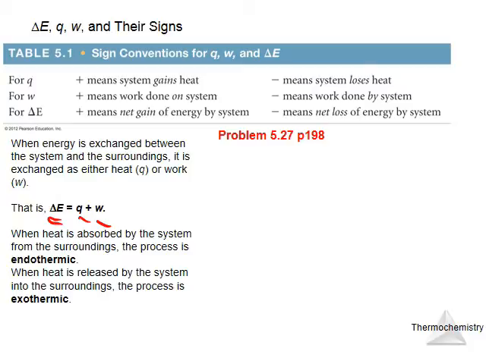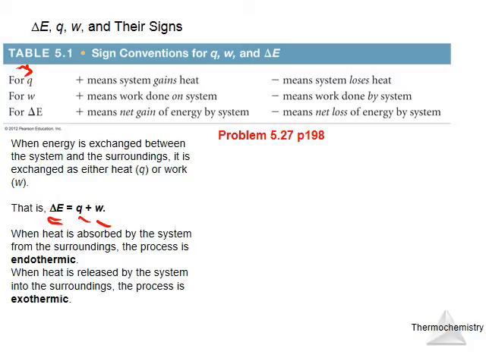The sign conventions are shown on the top. When Q is positive, that means heat is gained by the system. When W is positive, that means work is done on the system. Minus means work is done by the system.